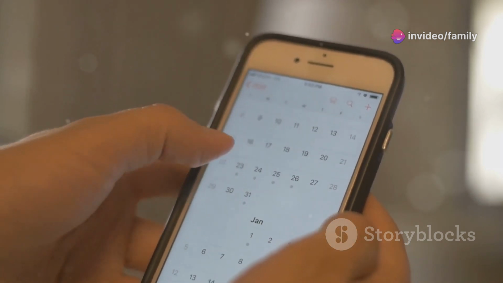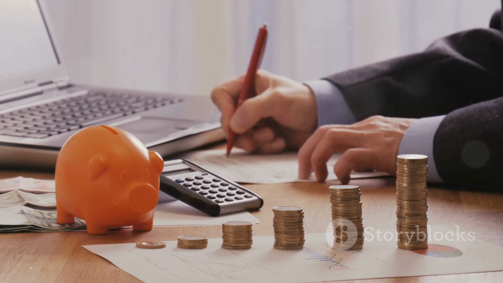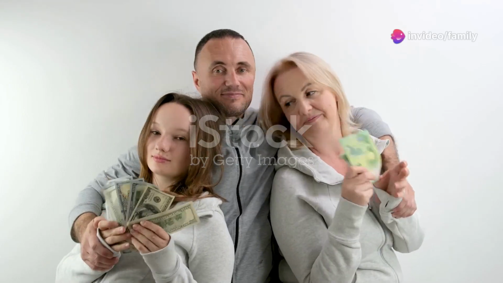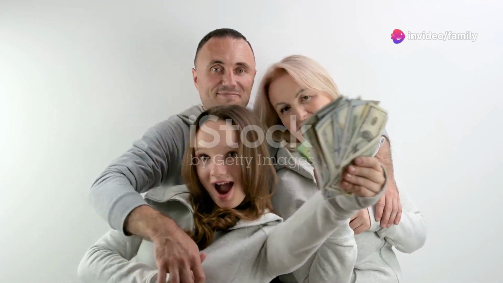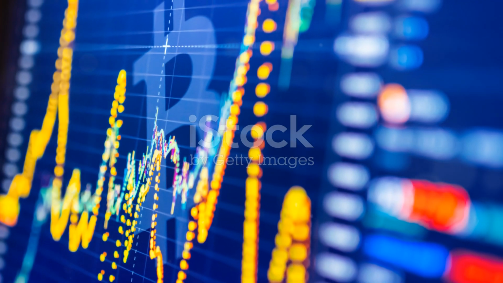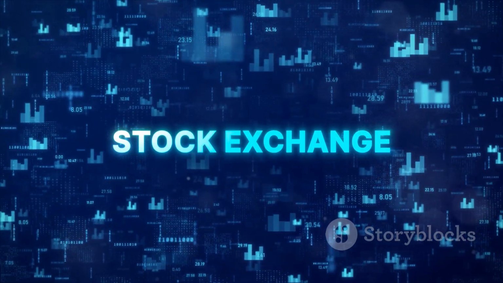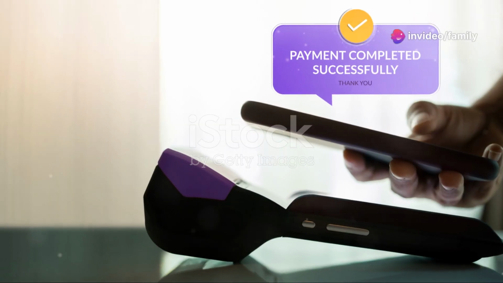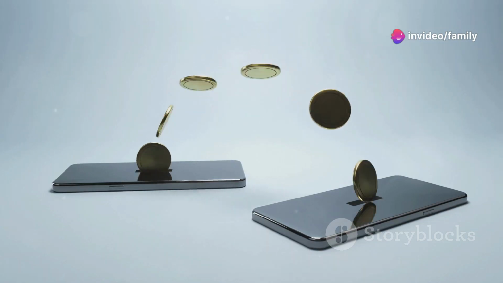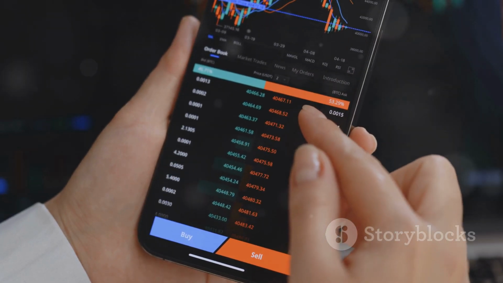Alright, let's get practical. How do you start dollar cost averaging with your salary? First, determine how much you can comfortably invest each month. This amount should be something you can commit to consistently without straining your budget. Once you have that number, decide where to invest it. Some popular choices include broad market index funds, ETFs, or even individual stocks if you have a long-term conviction. The key is to automate the process. Set up automatic transfers from your bank account to your investment account right after you receive your salary. This way you won't even have to think about it.